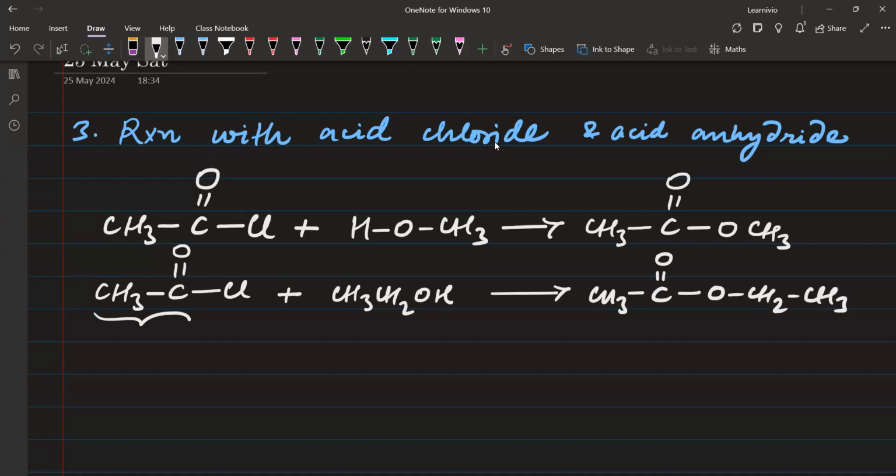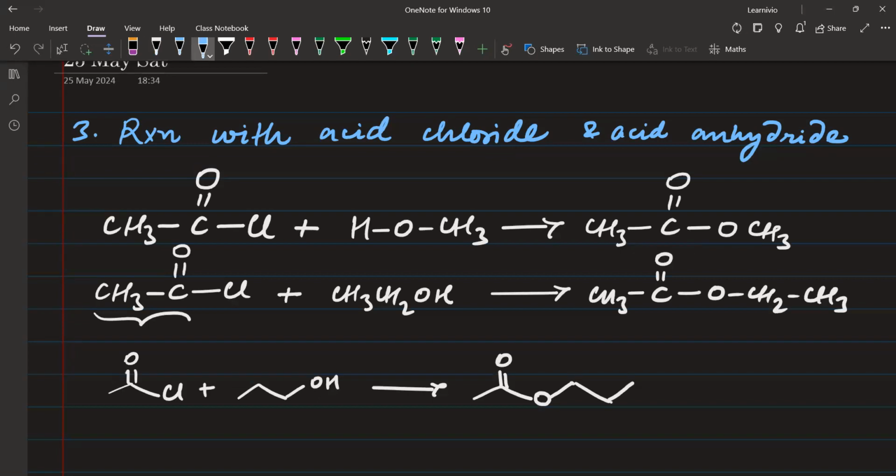Okay. So sometimes you can see it like this. CH3 C double bond O Cl plus 1, 2, 3 carbon atoms and OH. This will give you 1, 2 carbon atoms and then 3 carbons, 1, 2, 3. 1, 2, 3. Okay. Now all of these reactions are going to be in the presence of pyridine. I will write this as PYR. Okay. Please.